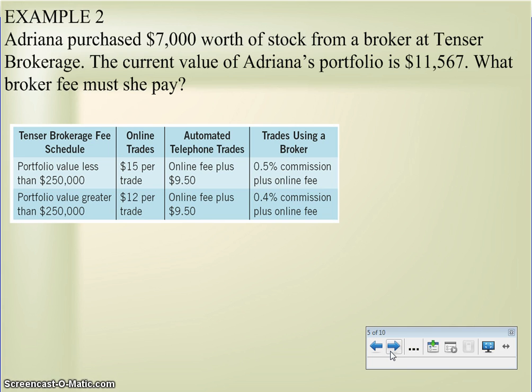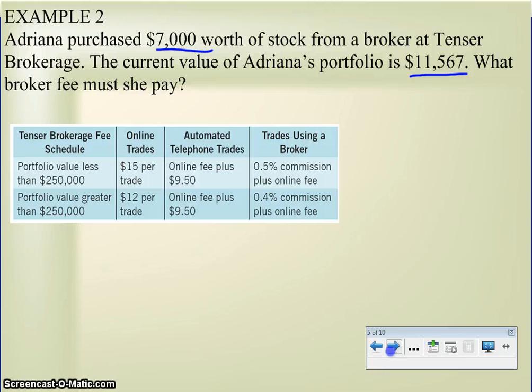All right, example 2, Adriana purchased $7,000 worth of stock from a broker at Tessner Brokerage. Current value of her portfolio is $11,567. What broker fee must she pay?